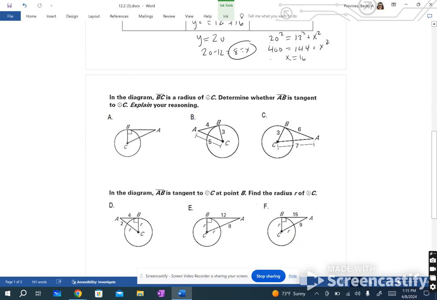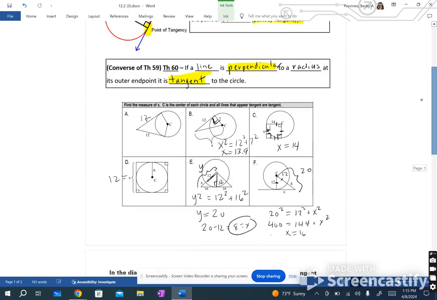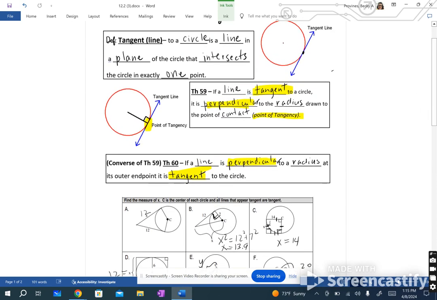In the diagram, BC is the radius to circle C. Determine whether or not they are tangent. Okay. So if it is perpendicular, then we know it is tangent. We are using the theorem from up above. Let's see what number it is. If it is perpendicular, so we're using this one here, which is 60.